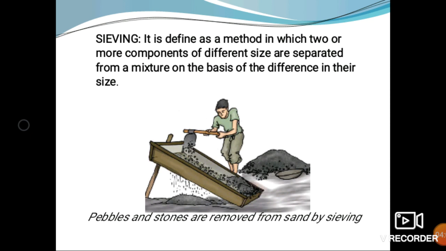From the diagram you can see it here. It is like a strainer. Only the smaller parts flow through, the sand flows down, and stones and pebbles stay at this filter. So they are separated. Pebbles and stones are separated. That is called sieving. Okay, we shall go to the next slide again.